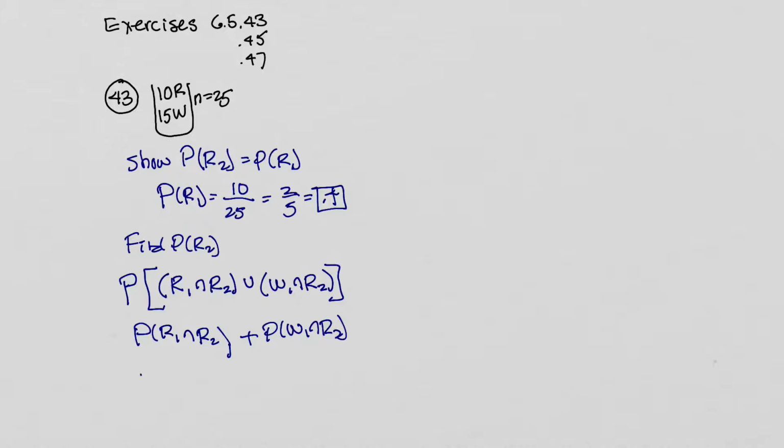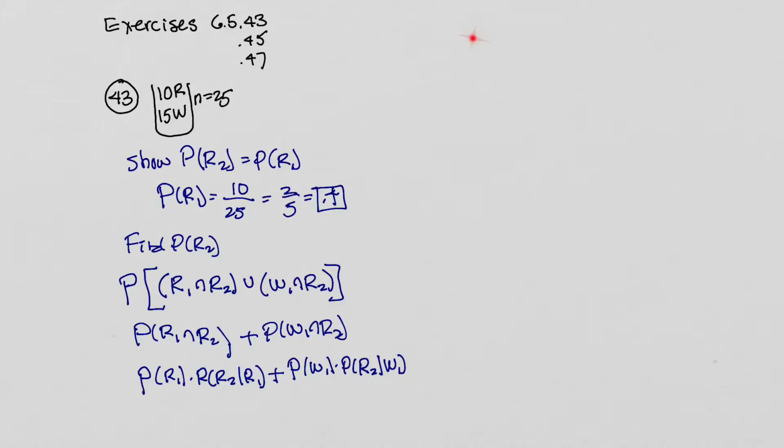Now, for the first one, the probability of getting a red on the first times... Now, these events here are not independent, right? Because you're not replacing the first ball, so you're changing the sample space. That's going to affect that second probability. So the probability of getting a red on the first times the probability of getting a red on the second, given that you got a red on the first. Plus, now let's move over here, the probability of getting a white on the first times the probability of getting a red on the second, given that you got a white on the first.